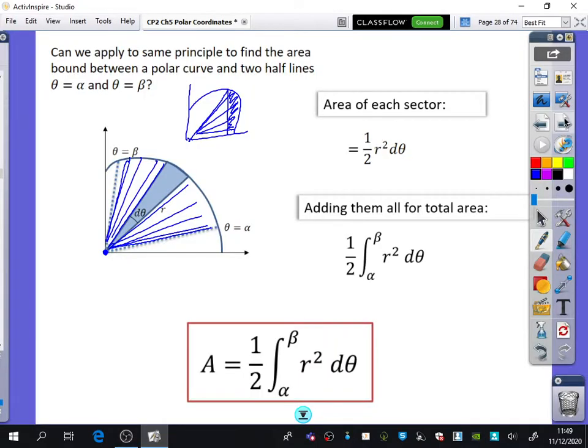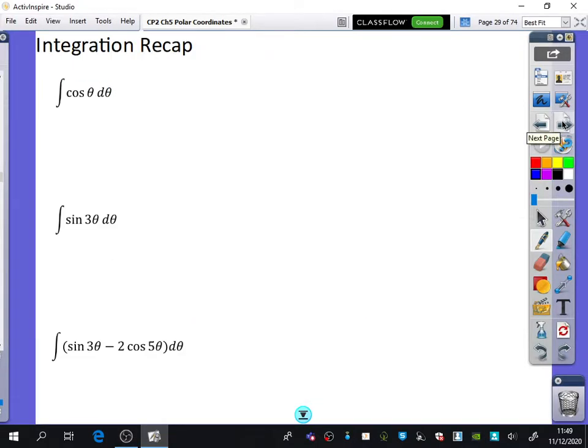So we are going to do a bit of practice of the skills that we need for integration recap, because this is just going to prepare us really well for this chapter, and it's going to prepare us well to then do some of the more problem-solving type things that we've got later. So we're going to need to know how to do these things.